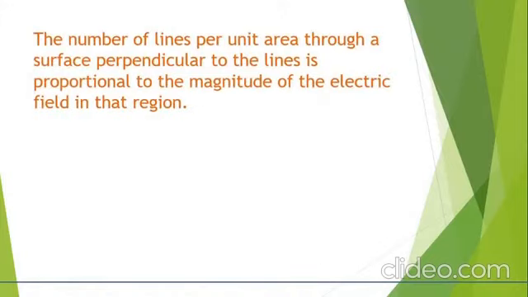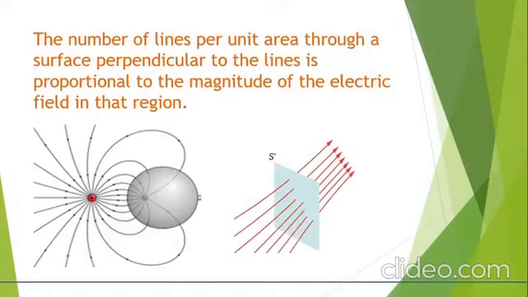The number of lines per unit area through a surface perpendicular to the lines is proportional to the magnitude of the electric field in that region. Here we can see in this figure. Therefore, if the number of lines per unit area through a surface perpendicular to the lines increases, then the magnitude of the electric field also increases in that region. And if the number of lines per unit area through a surface perpendicular to these lines decreases, then the magnitude of the electric field also decreases in these regions.